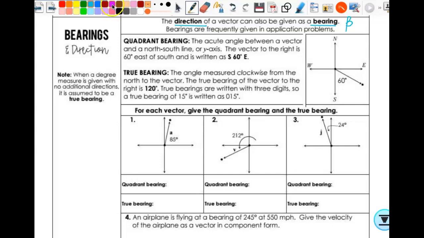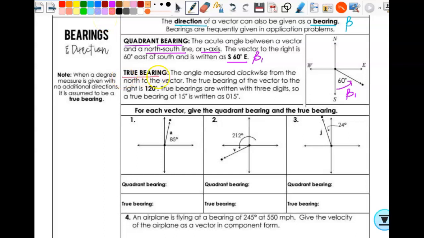All right, so the first thing we have is a quadrant bearing. It's the acute angle between a vector and a north-south line or y-axis. So start with the y-axis, you either go north or south first. This one right here is south 60 degrees east, because you go south and then you swing out 60 degrees east. So that is your quadrant bearing, we'll say beta 1.